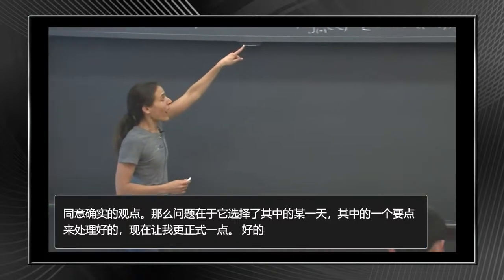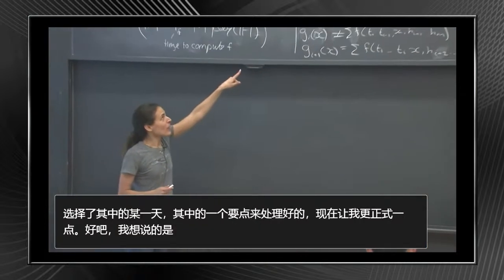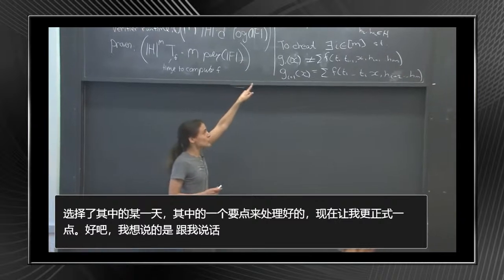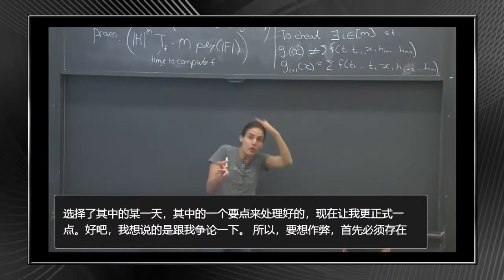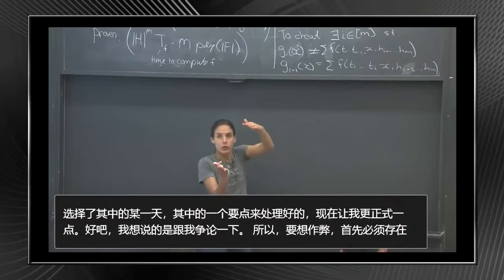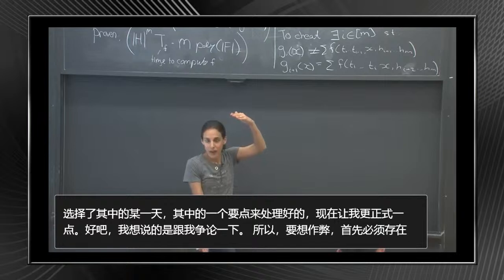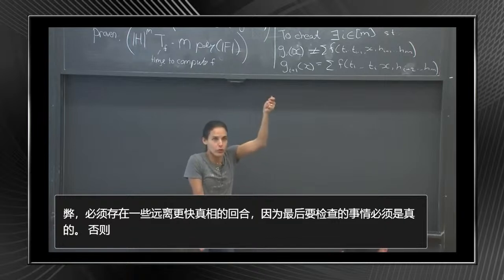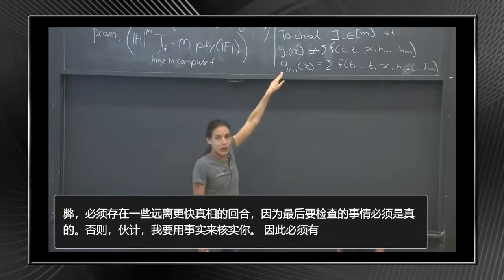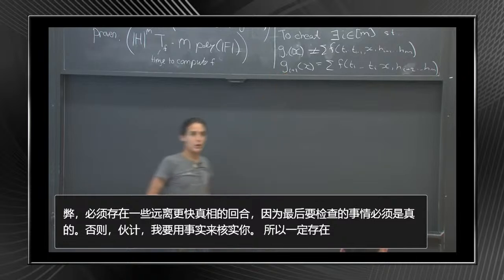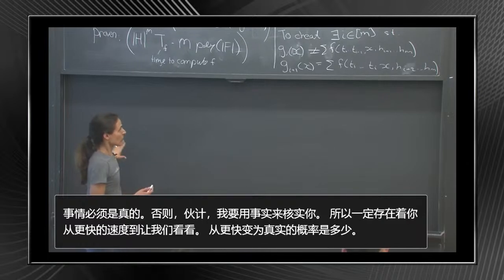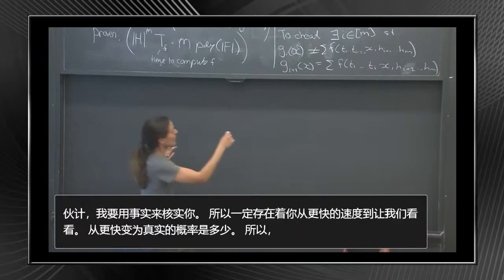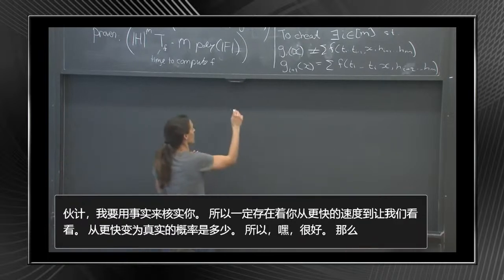First, let me argue that to cheat, there must exist some round where we go from false to true, because the final check must be true. Otherwise, I'm going to check you with the true one. So there must exist a round where you go from false to true. Let's see what's the probability of going from false to true.